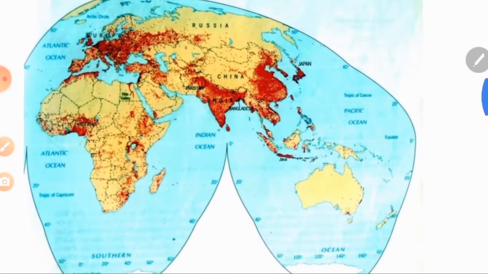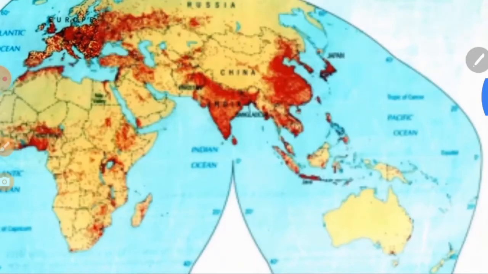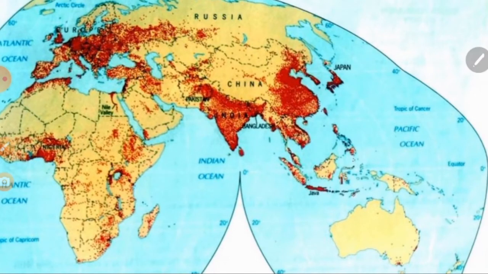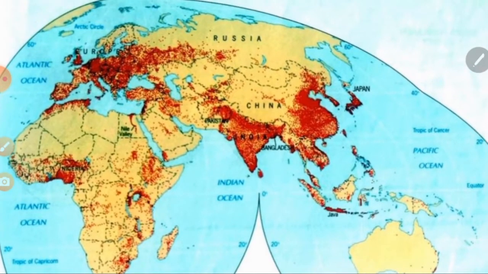Medyo malabo lang yung kuha kasi in-scan ko lang to. Wherein the dot represents a certain number of population. As you can see, the population distribution in India and in China. Saan pinakamadami ang population?